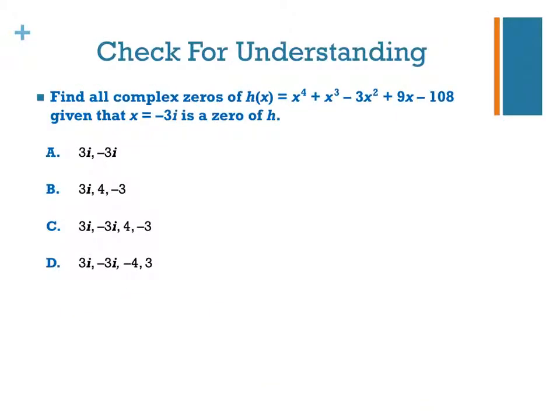All right, so it's time for you to check your understanding. Find all complex zeros of this polynomial function h of x. Again, we have a quartic function, x to the 4th power. So power 4, degree 4. That means we're going to have 4 zeros to this polynomial. And we are given that x equals negative 3i is a zero of this function. So based on that information, I would like you to find the remaining 3 zeros of the polynomial. And then choose A, B, C, or D and press submit.